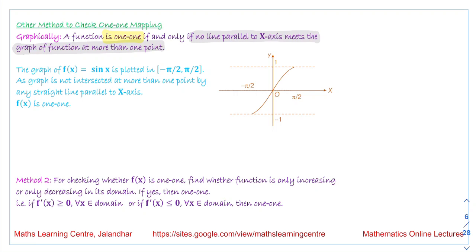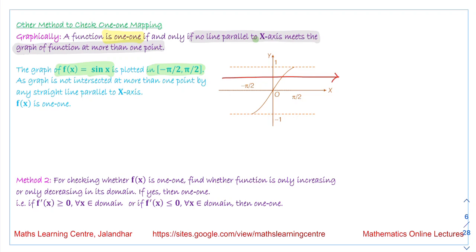Suppose we are talking about the graph of the function f(x) = sin x, and it is plotted between minus pi by 2 to pi by 2. This is the graph shown. So no line parallel to the x-axis meets the graph of the function in more than one point. We have drawn a line over here.